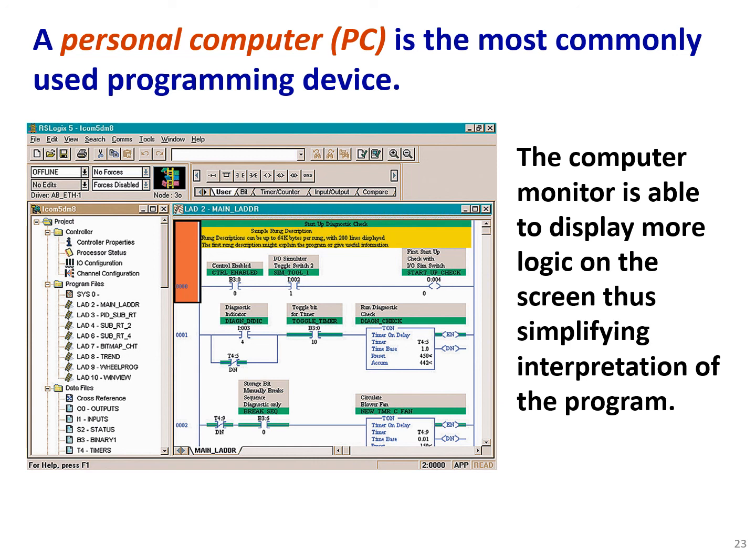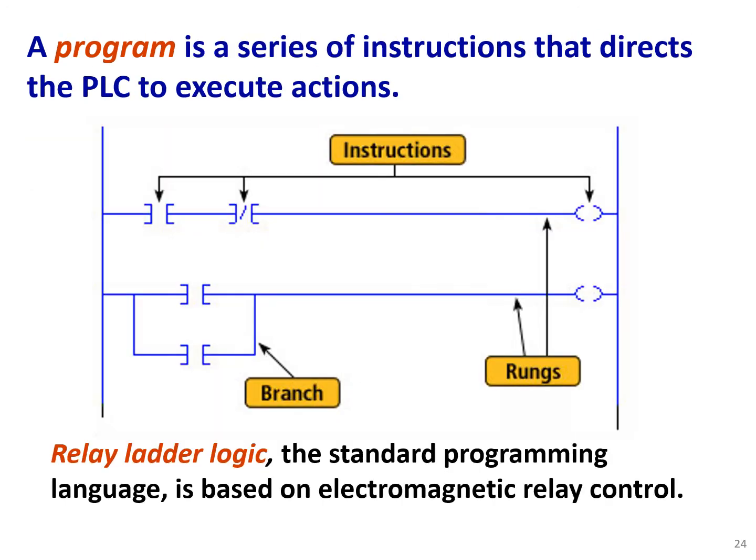The personal computer, PC, is the most commonly used programming device. The computer monitor is able to display more logic on the screen, thus simplifying interpretation of the program. So here we have the monitor. You could see the ladder logic program here. A program is a series of instructions that directs the PLC to execute actions.